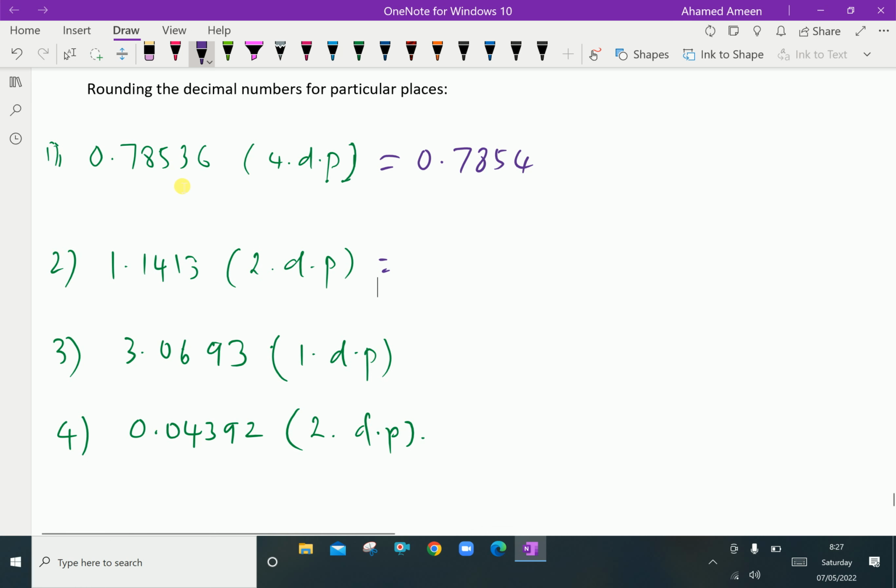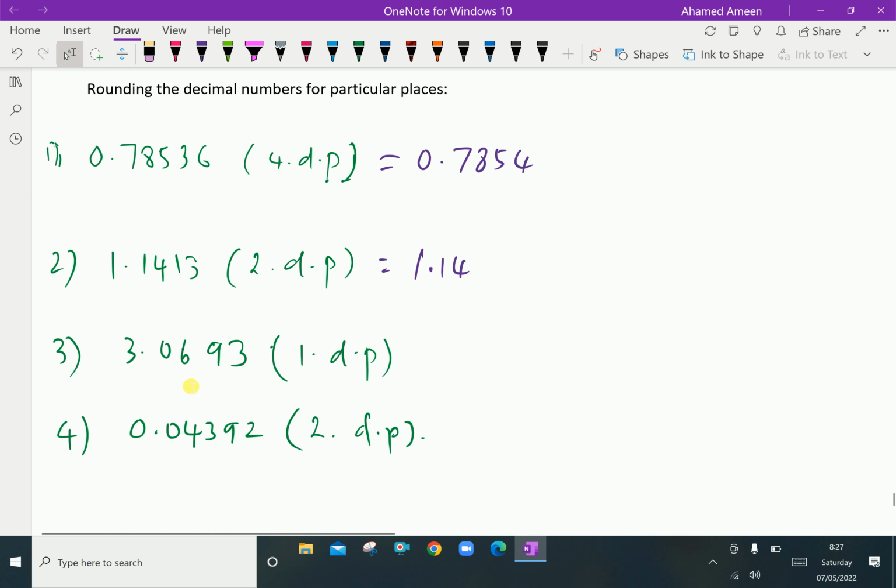Here 1.411413 to 2 decimal places. Here the 2 decimal places are 14. Next is 1 and next is 3, so we can leave these two. So we have 1.14, which is 2 decimal places.